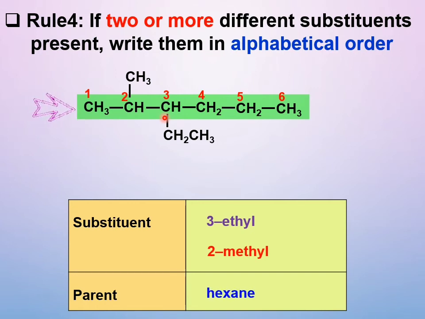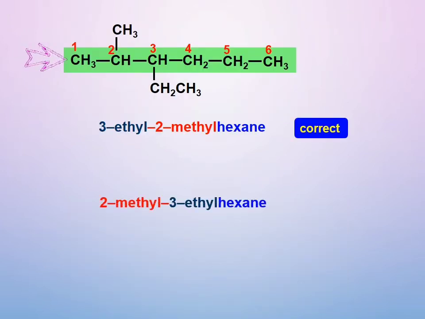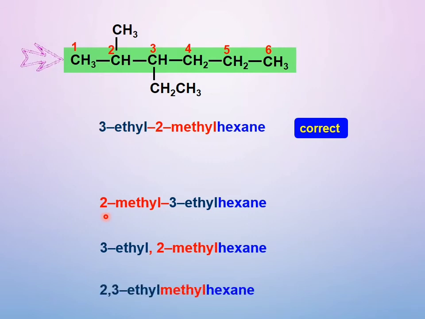When you write the IUPAC name, we should write ethyl first because of the alphabetical order. So it will be 3-ethyl-2-methylhexane. The common mistake is 2-methyl-3-ethylhexane. This is wrong because you should follow the alphabetical order, in which E comes first, followed by M. If you put a comma between the names, it's also wrong, and if you put the numbers together, it's also wrong.